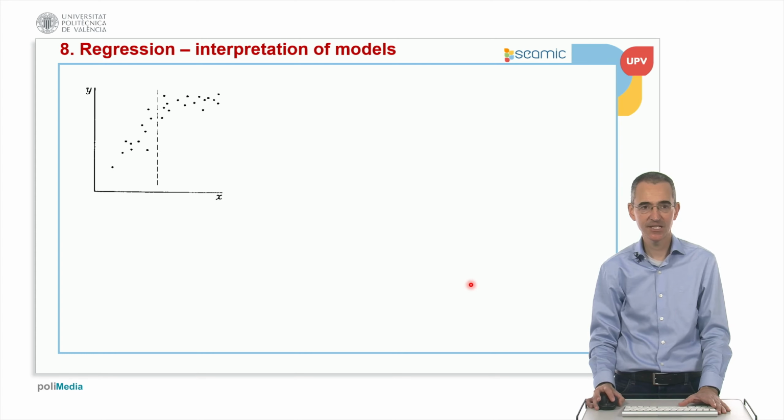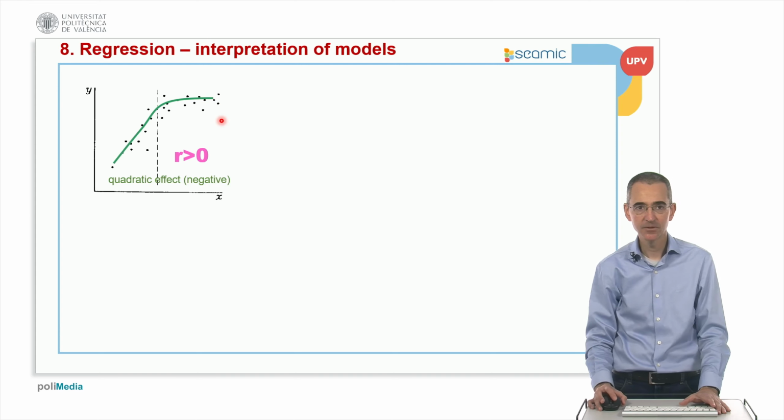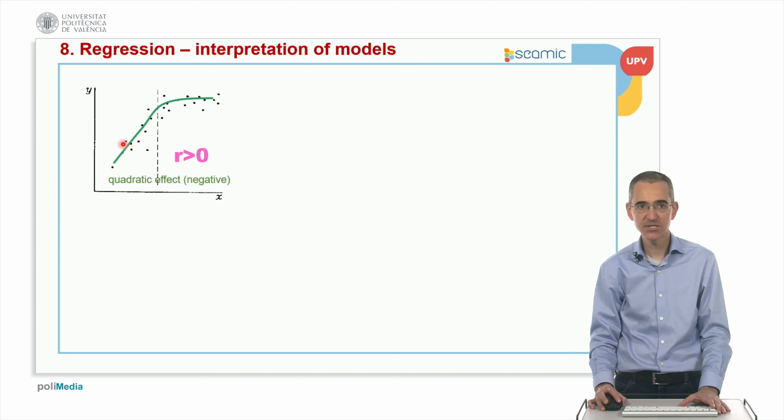Okay, this is another example. If we fit a straight line, the line will be positive, so the correlation is positive. But in this case, we can see that if we fit a curve like this, the curve fits better. So in this case, we will say that there is a positive linear effect because the slope of the line is positive, but there's also a negative quadratic effect. This kind of curve corresponds to a negative quadratic effect. If the curve would be something like that, upwards, that would be a positive quadratic effect.